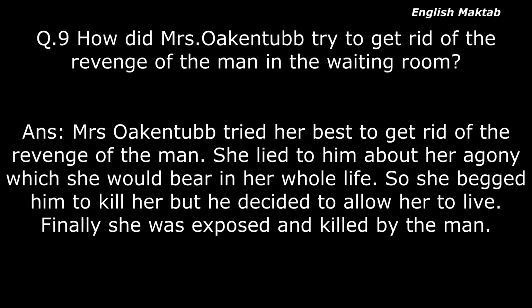Q9. How did Mrs. Oakentubb try to get rid of the revenge of the man in the waiting room? Ans. Mrs. Oakentubb tried her best to get rid of the revenge of the man. She lied to him about her agony, which she said she would bear her whole life, so she begged him to kill her, but he decided to allow her to live. Finally, she was exposed and killed by the man.